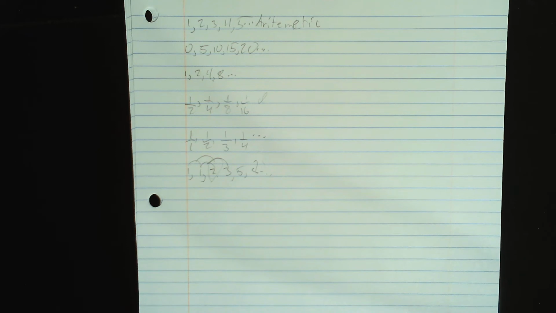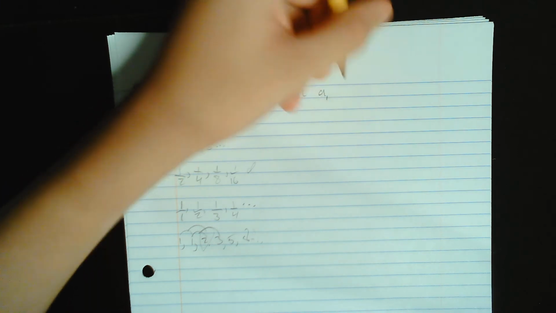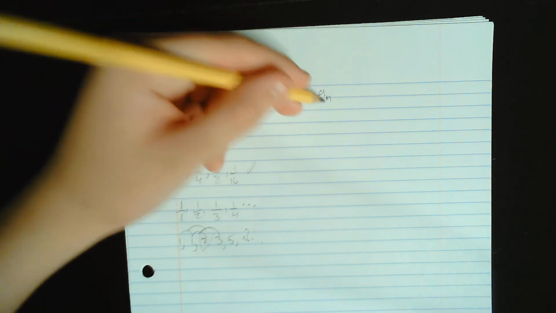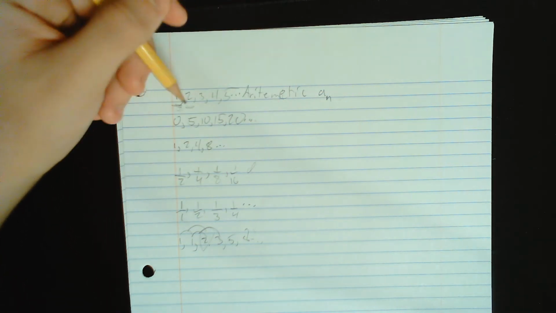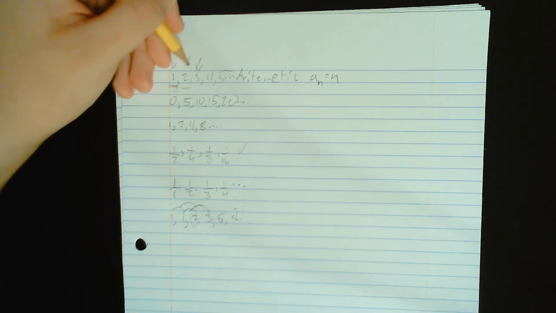Now, every sequence can always be represented with a formula or function. I'm going to go in order. This first one we could represent by a_n, where a_n is the number in a sequence with n corresponding to which spot. So for instance, a_3 would be the third number in this sequence, which is 3 in this case. So a_n equals n: a_1 is 1, a_2 is 2, a_3 is 3, a_4 is 4, a_5 is 5, etc.